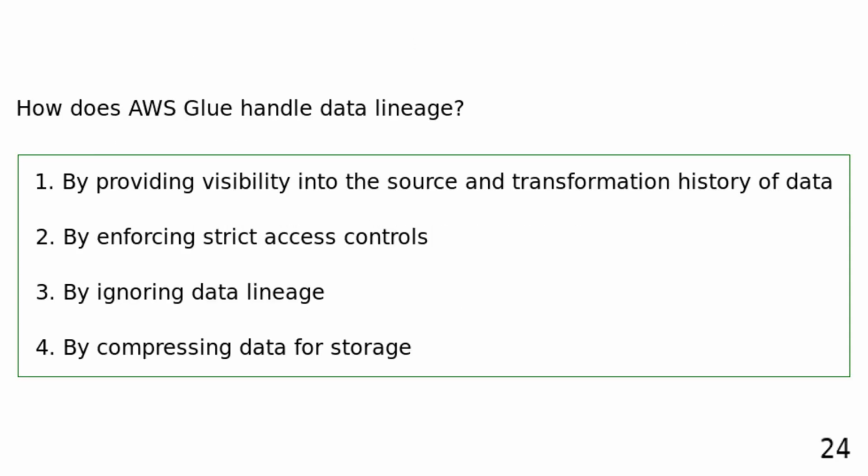How does AWS Glue handle data lineage? By providing visibility into the source and transformation history of data. By enforcing strict access controls. By ignoring data lineage. By compressing data for storage.